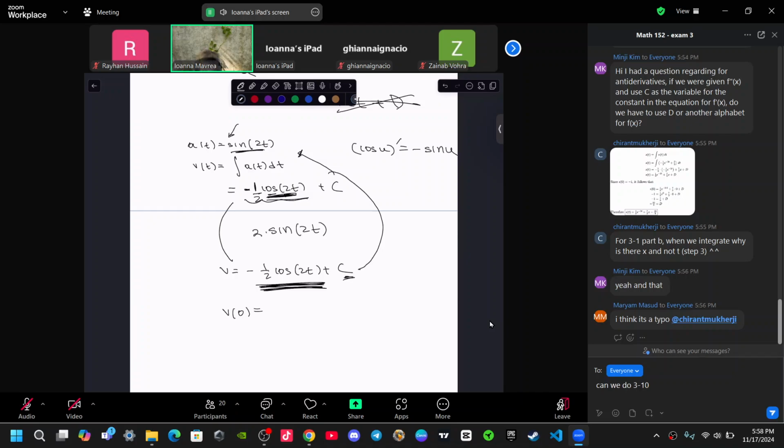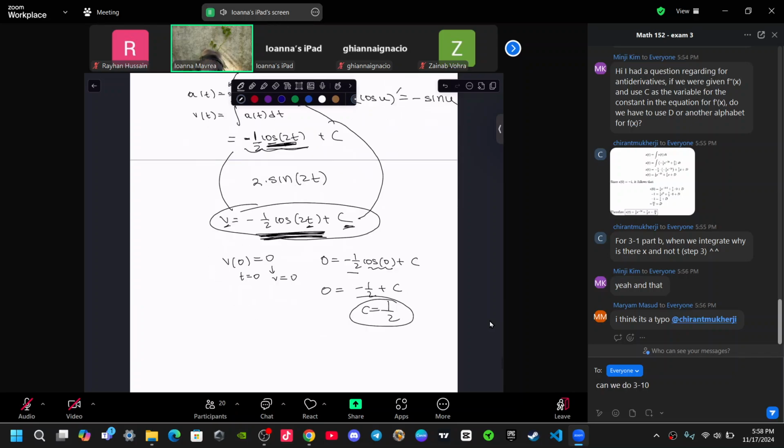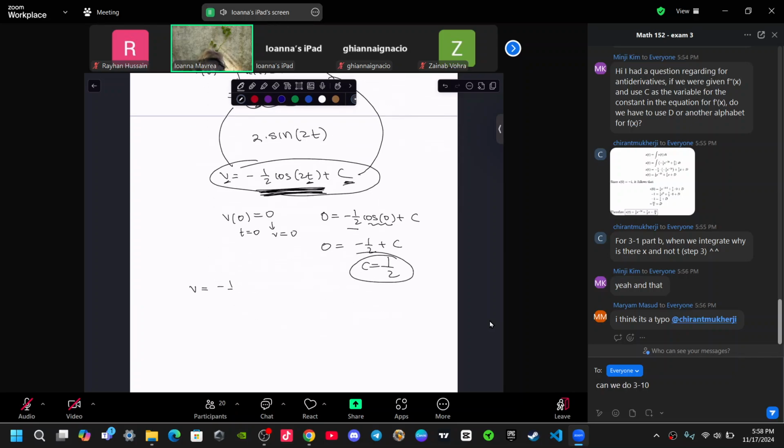They say v of 0 is equal to 0. So when t is equal to 0, v is 0. So I'm going to plug those things in here. The t's are going to be replaced by 0, here's only one t, and the v is going to be replaced by 0. So 0 is equal to -1/2 cosine of 0 plus c. Cosine of 0 is 1 times -1/2. So -1/2 plus c is equal to 0. So c is equal to 1/2. So now that you found c, you write v correctly. And now you can go ahead and find s by integrating that.